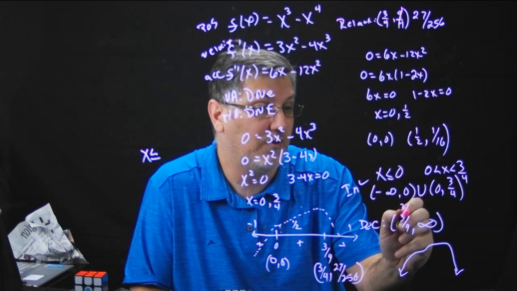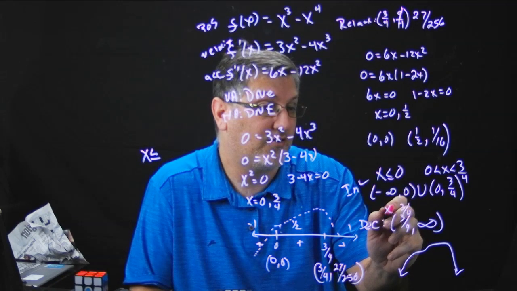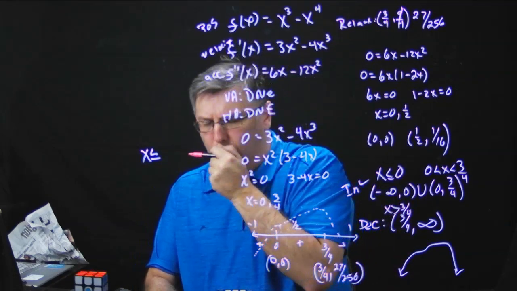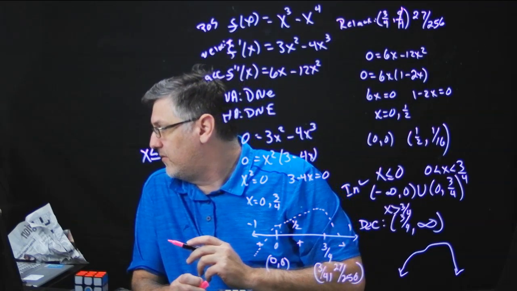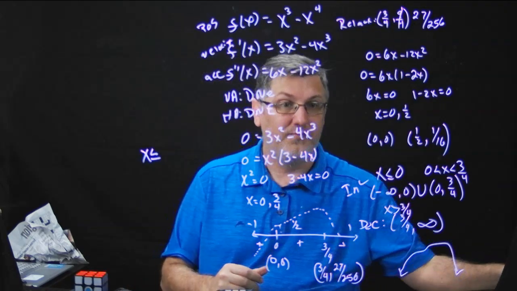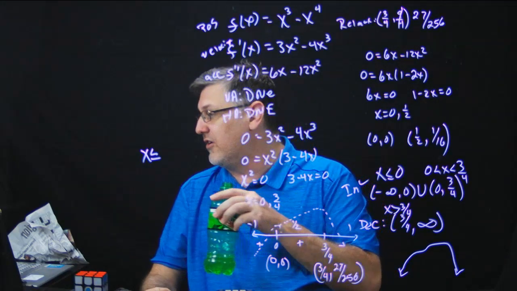And then this is 3/4. My x is going to be greater than 3/4. Yep. Same thing, just different notation. Interval notation to me is easier when you're dealing with increasing and decreasing.